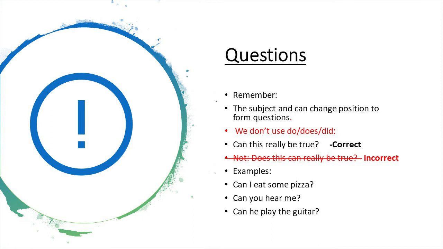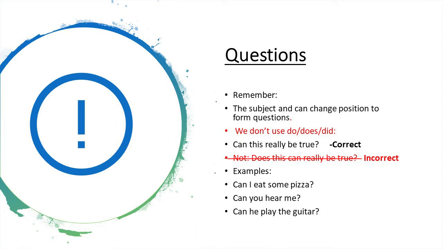Can he play the guitar? As you can see in the example, "can" goes first, then the subject, then the verb in the base form. Please don't forget it. These are the forms that you can use with can. Remember that can is for abilities or possibility, right?